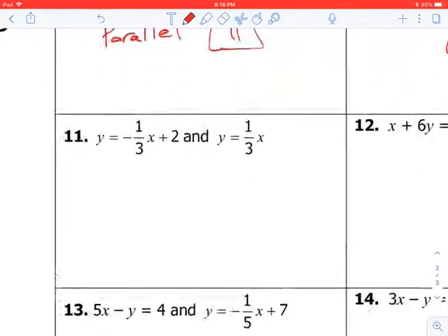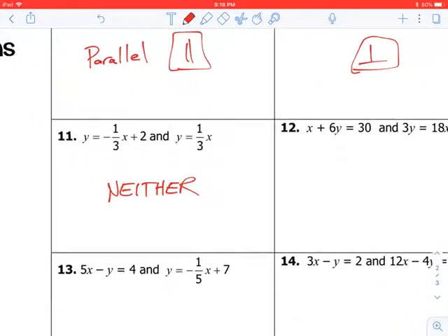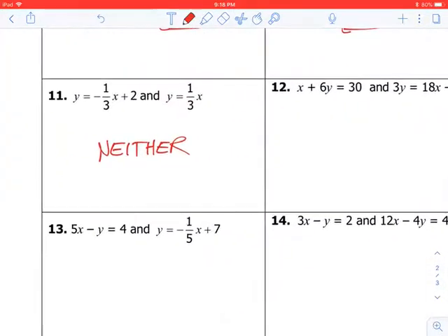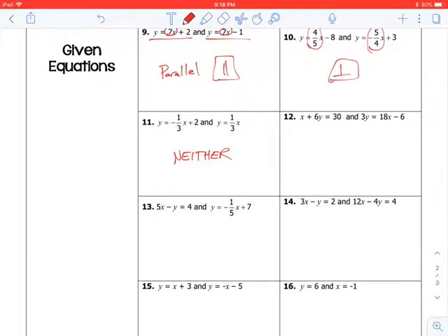Now look at number 11. Good example. It switched signs, but did it flip? In this case, no. So sometimes it's neither. And that would be a good example of that. And then sometimes you have to get y by itself to figure out what it is. But we'll save that for later.